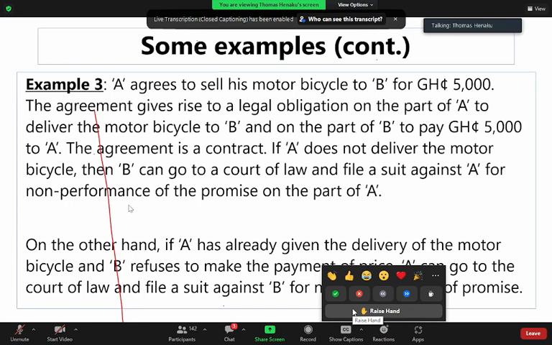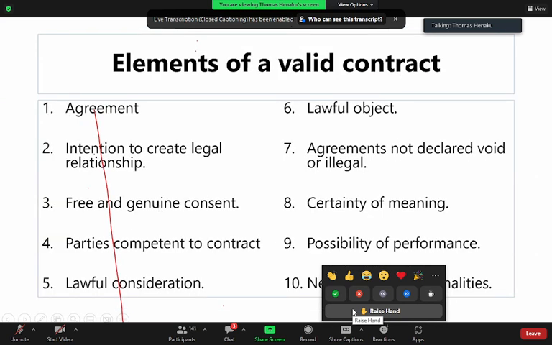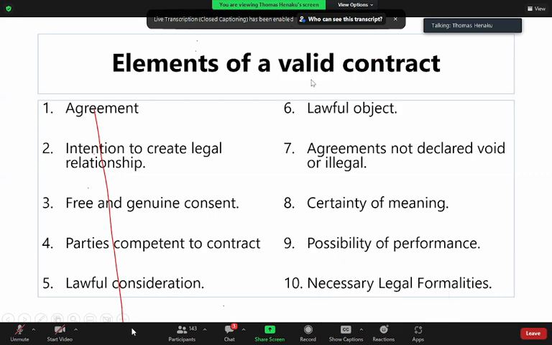All right. So, moving on, let's look at the next one that we have on the slide. So here I try to go through the elements of a valid contract. What must one actually consider? So I have 10 elements of contracts that I want to run us through for us to understand what it takes and what you require to know to go into contract.